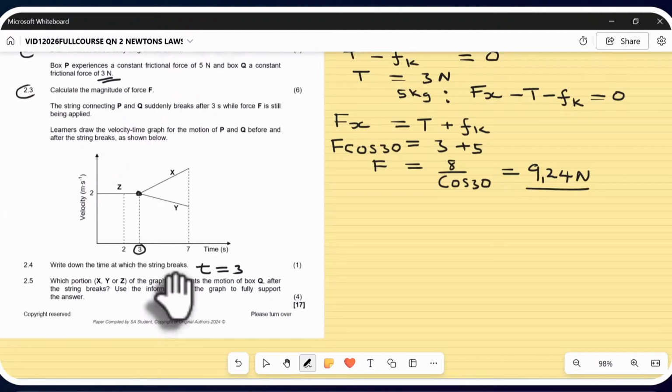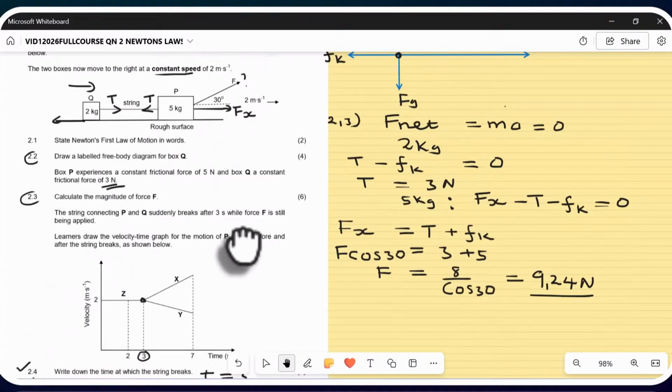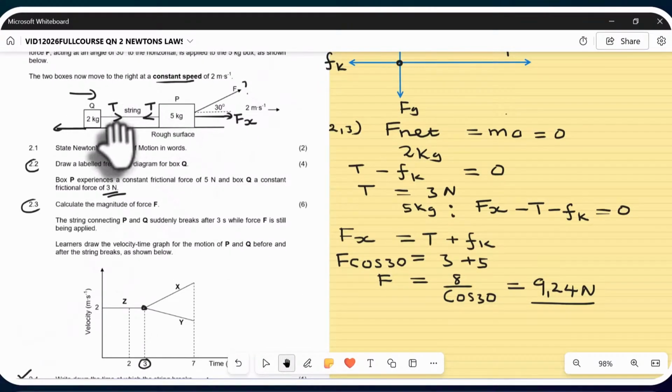We must choose the portion. We choose y. It is y. Okay. They say for the x now, the acceleration is in the opposite direction. Okay. Because acceleration is in the opposite what direction? Acceleration is now in the opposite direction.